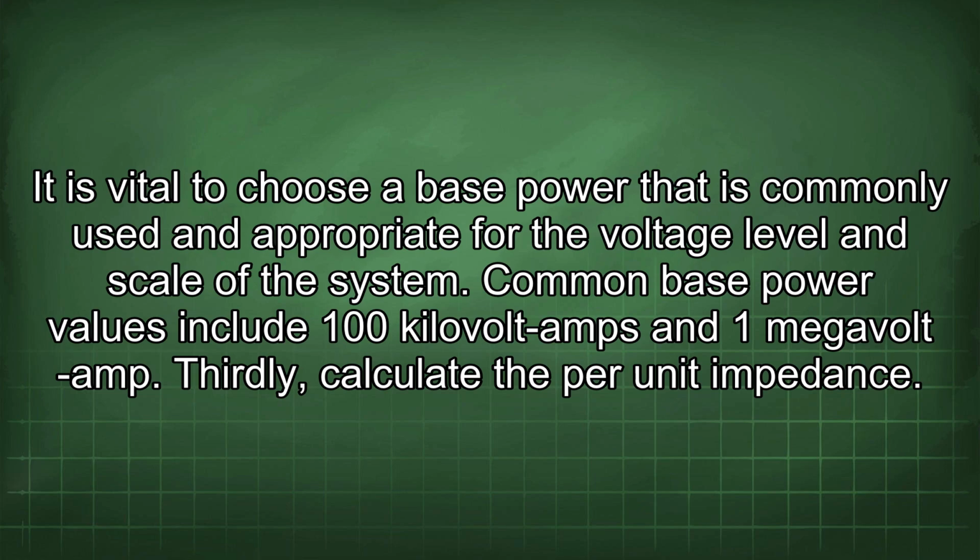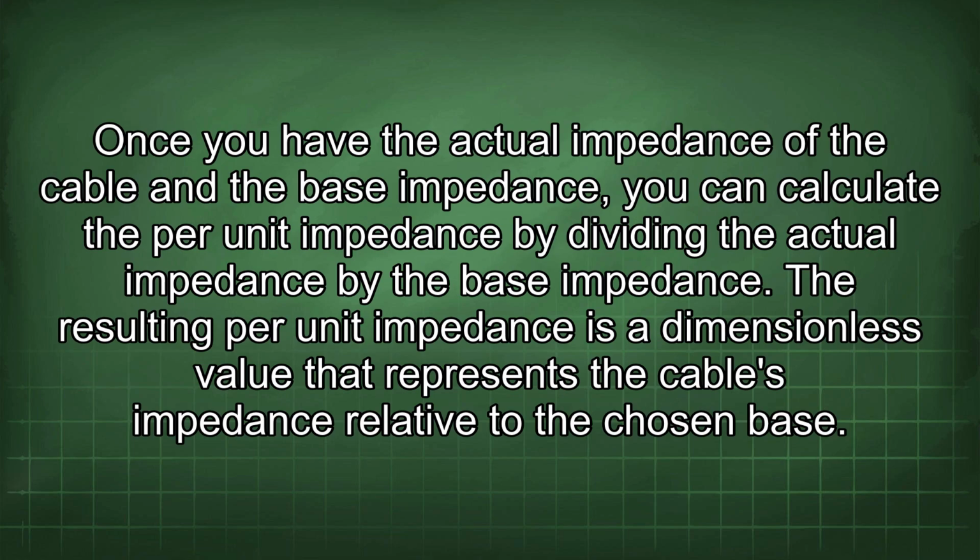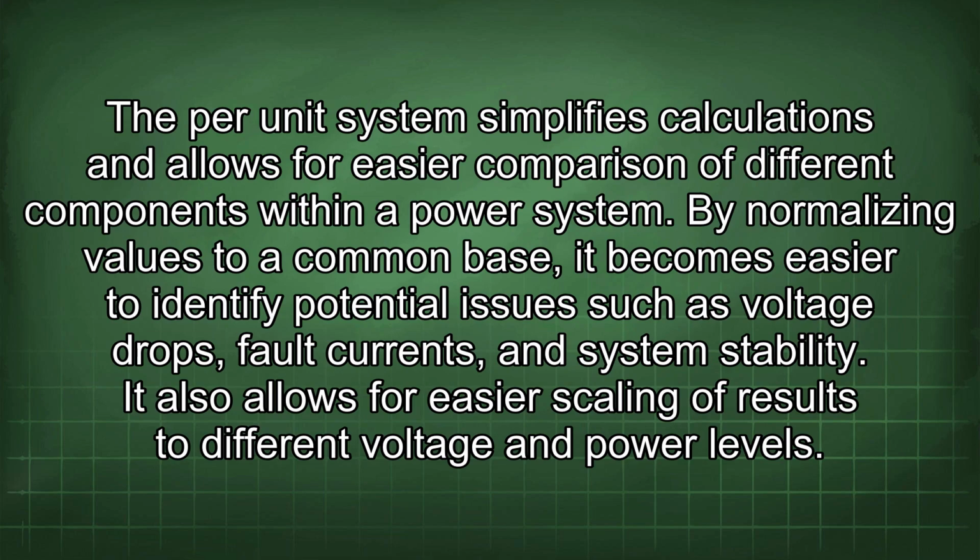Thirdly, calculate the per unit impedance. Once you have the actual impedance of the cable and the base impedance, you can calculate the per unit impedance by dividing the actual impedance by the base impedance. The resulting per unit impedance is a dimensionless value that represents the cable's impedance relative to the chosen base. The per unit system simplifies calculations and allows for easier comparison of different components within a power system. By normalizing values to a common base, it becomes easier to identify potential issues such as voltage drops, fault currents, and system stability. It also allows for easier scaling of results to different voltage and power levels.